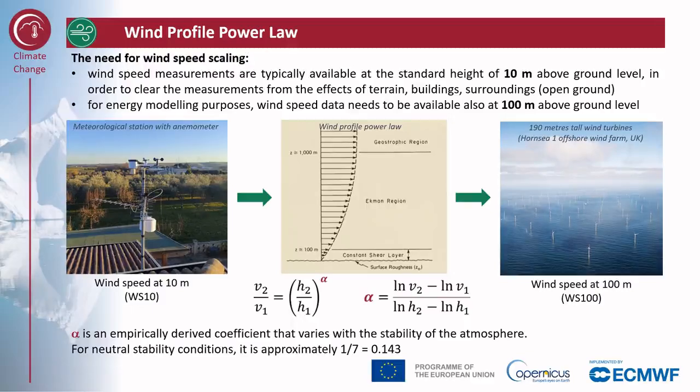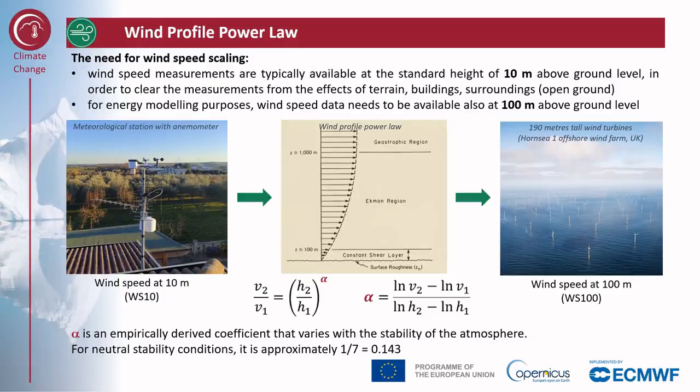Wind speed measurements are usually taken at a standard height of 10 meters above ground level. This is done to minimize the influence of obstacles such as buildings, terrain, and vegetation, ensuring the data is as accurate as possible for open ground conditions. However, for energy modeling purposes, we often need wind speed data at 100 meters above ground level, as this corresponds to the typical height of modern wind turbines. To estimate wind speed at this height, we use the wind profile power law, shown here.